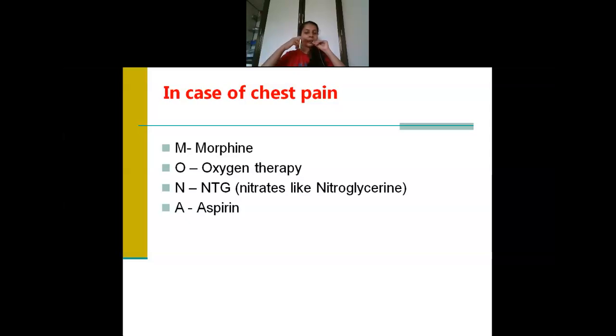Next is nitroglycerin. Nitroglycerin is the drug of choice for patients with angina. It relaxes the myocardium and again reduces the workload on the heart. And A, as I told, is aspirin, which we have seen in the previous slide also. So remember MONA: morphine, oxygen, nitroglycerin, and aspirin.